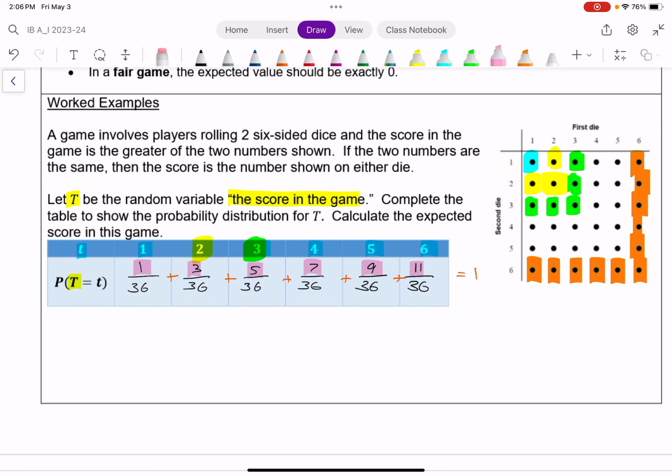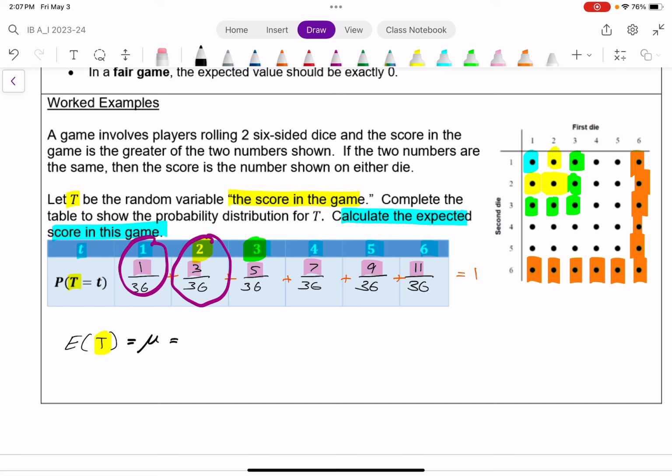So the second part is, what is the expected score in the game? The expected score in the game is the average of all the possibilities. In this case, a score of 1 has just a 1 in 36 probability, and a score of 2 has a 3 in 36 probability. If I want to find the expected value, we can write E of T, the expected value of this random variable T, or sometimes we can just use the Greek letter mu, which is also what we use for mean.